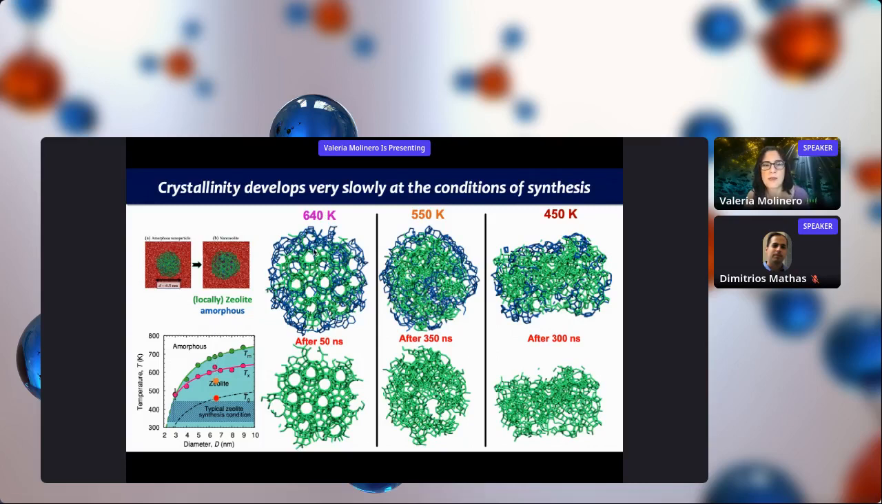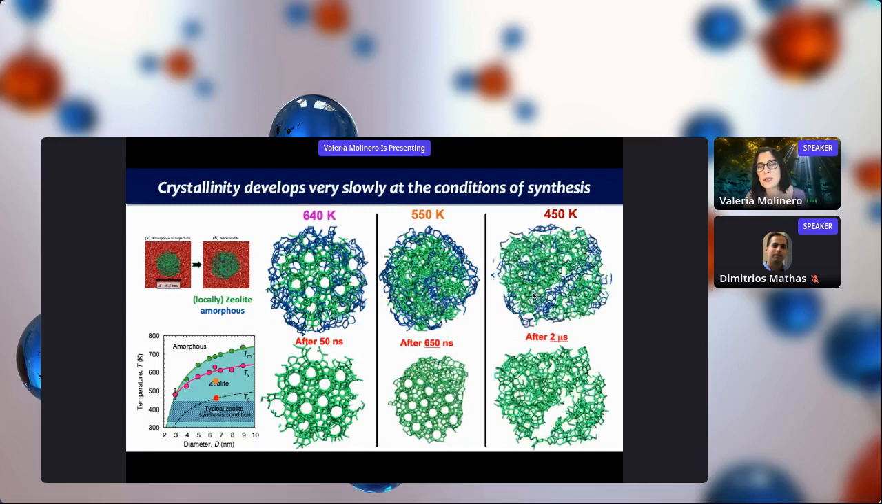You get very good crystals at very short times, and the crystallinity here detected with green is very short range order, but you can see that even the outer part looks crystalline, although blue indicates that it's not detected as crystalline. At 550 in between, it takes longer, but after 600 nanoseconds only, you have perfect crystals. And at 450, what you can see is that we identify pieces that look zeolitic with our order parameter, but the order is not long range.